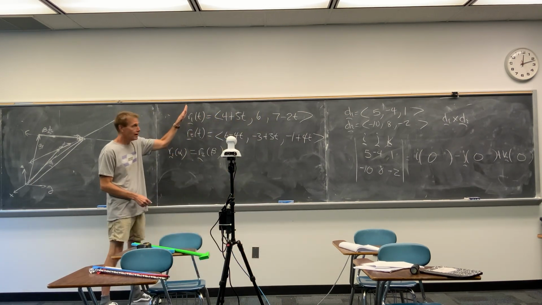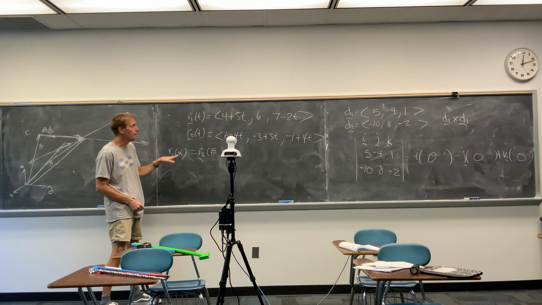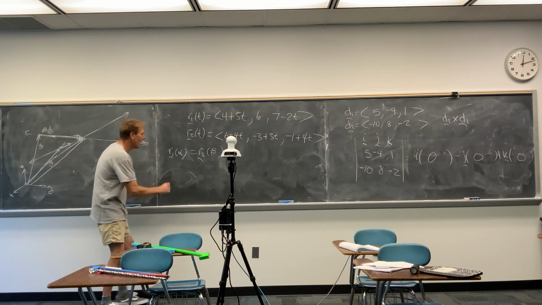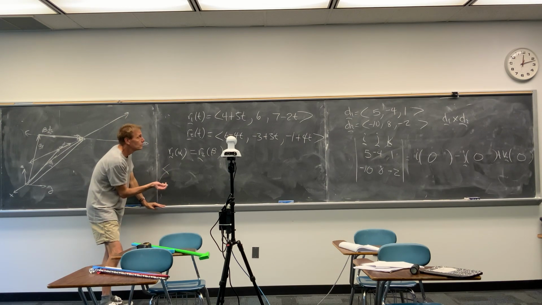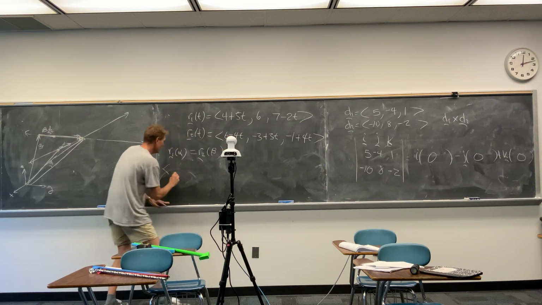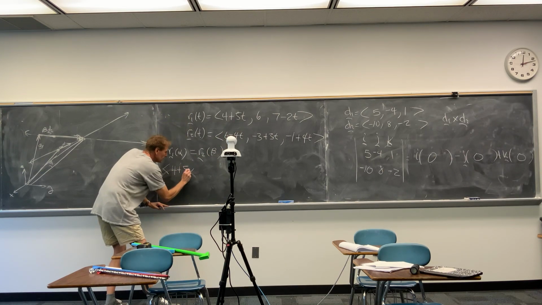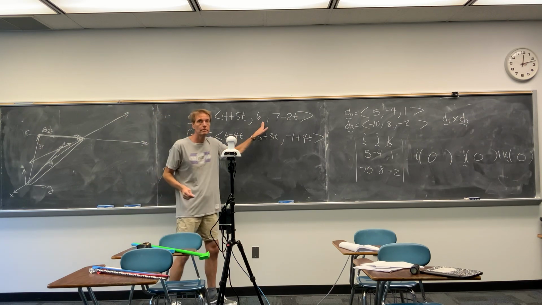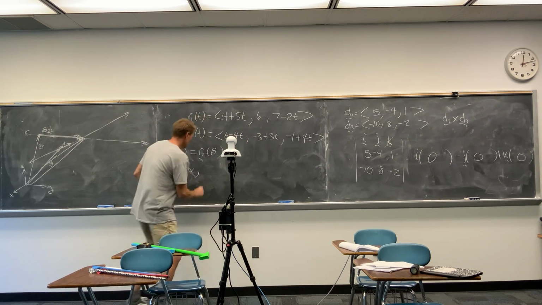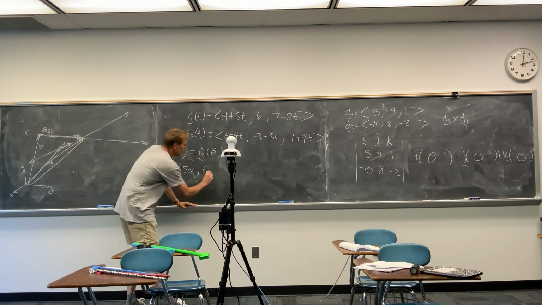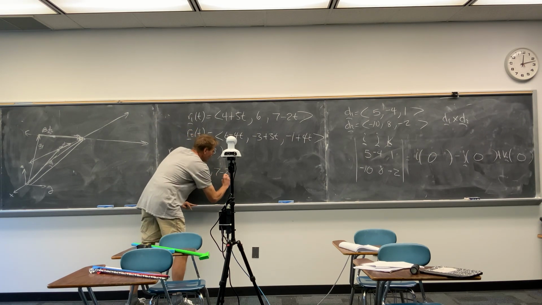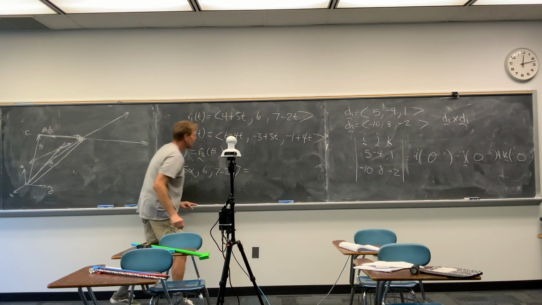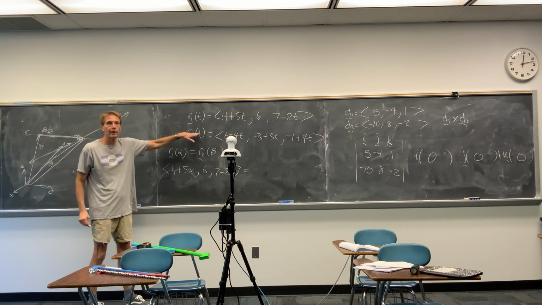Now you guys help me out. R1 of alpha would be, using your space car, 4 plus 5 alpha, 6, and then 7 minus 2 alpha. But that's got to be equal to R2 evaluated at beta.